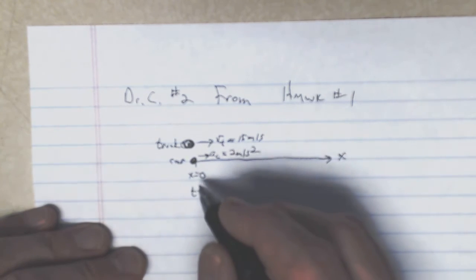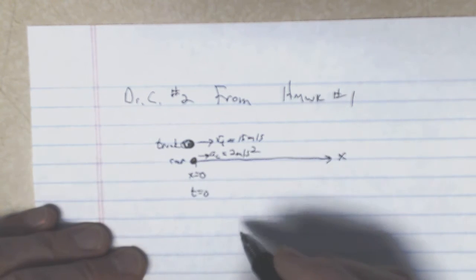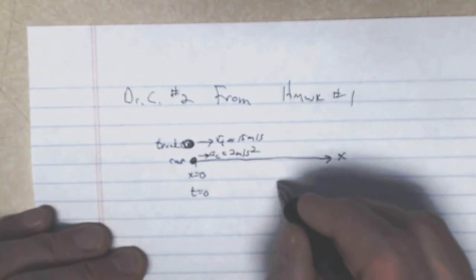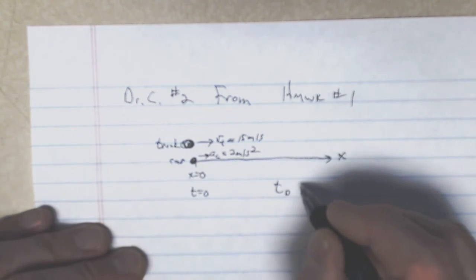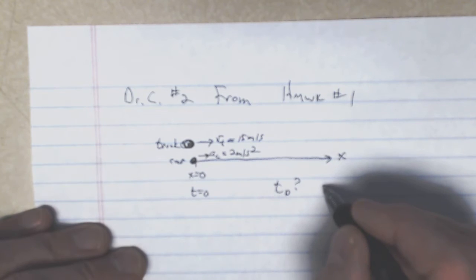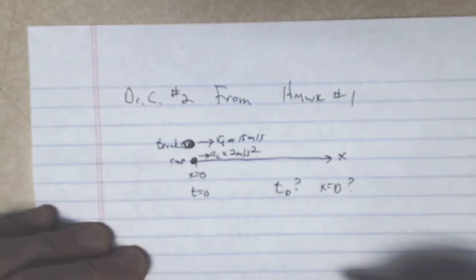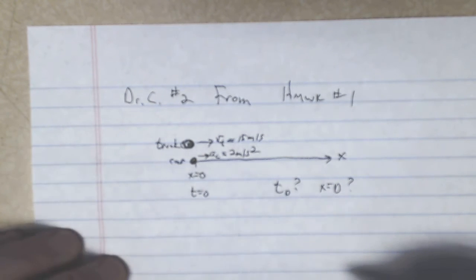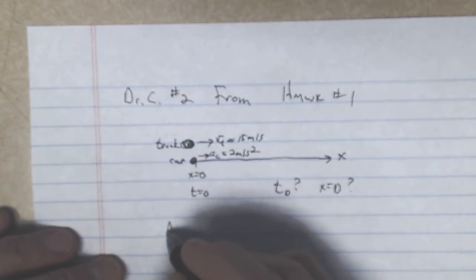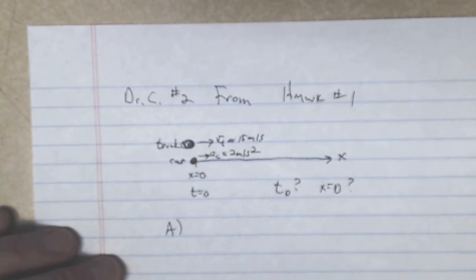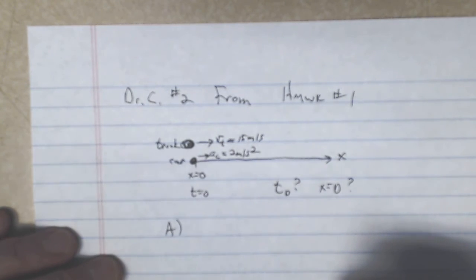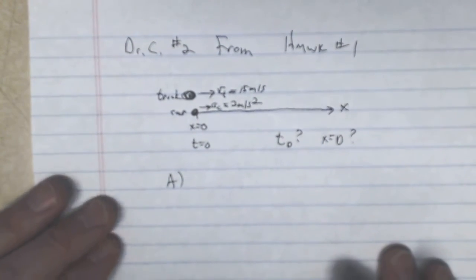You're told, by the way, that the position is defined as x equals 0, and you're asked for the time, t sub d, and the distance, x equals d, where the car eventually catches up to the truck. Part A says calculate the values for t_d and d, and provide a symbolic answer first before you plug in numerical values.